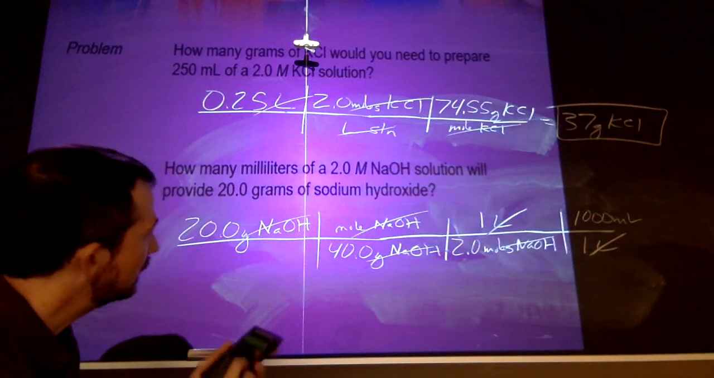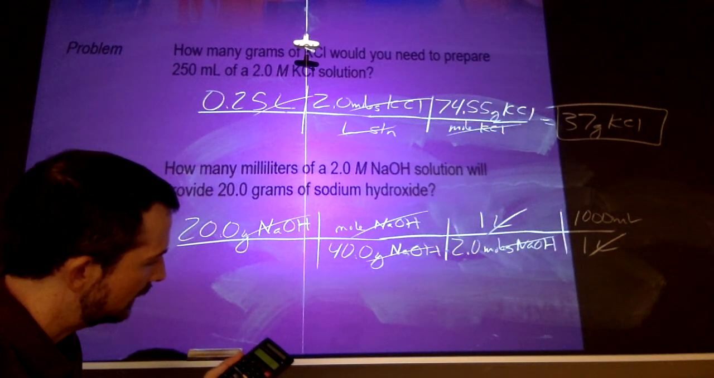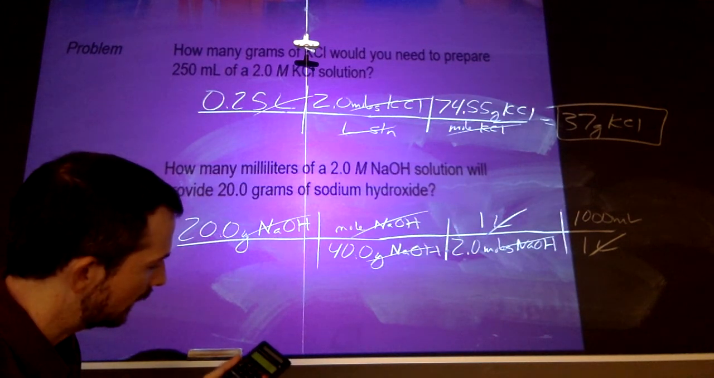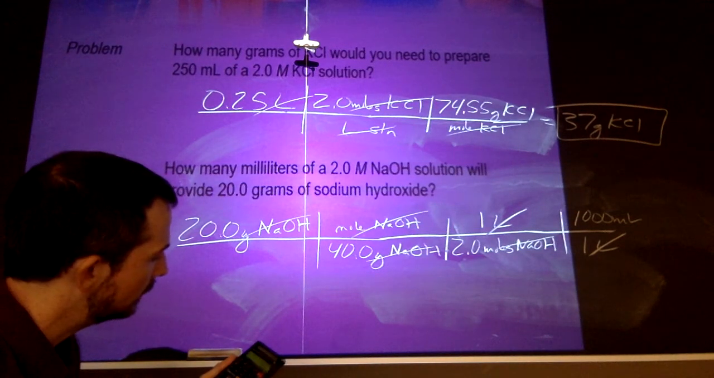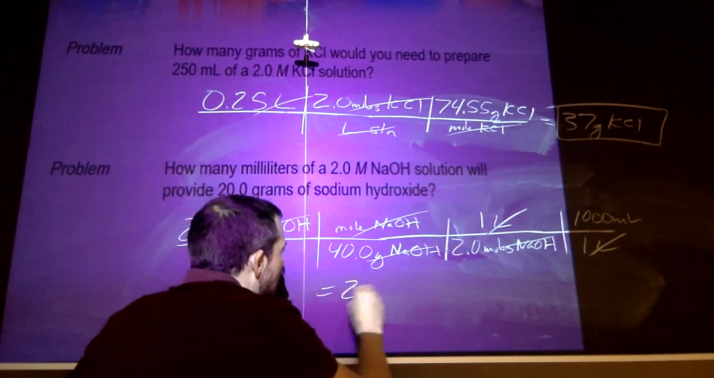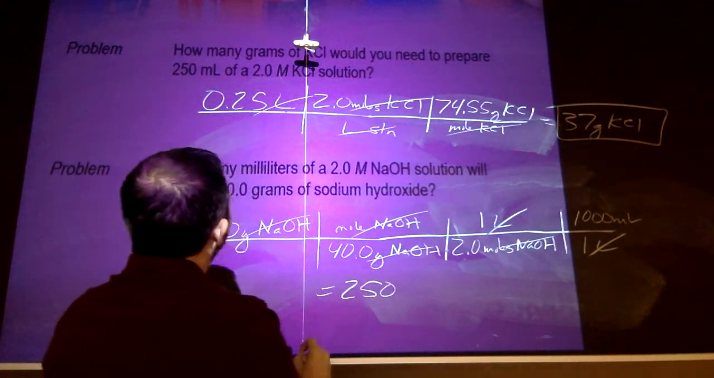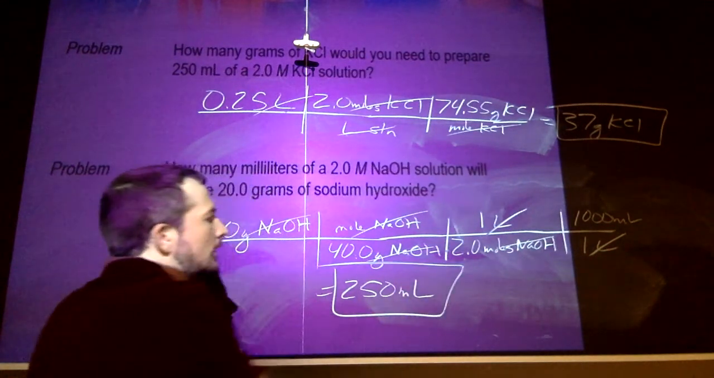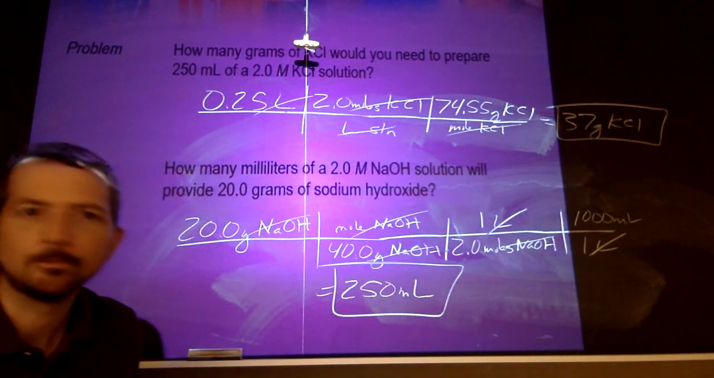So 20 times 1,000 divided by 40 divided by 2. I get 250 milliliters. Two significant figures.